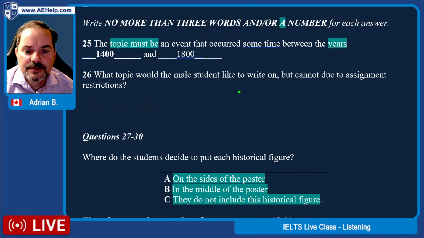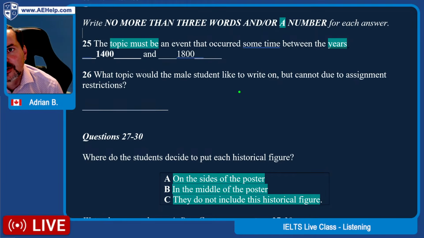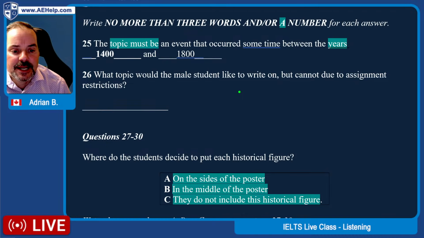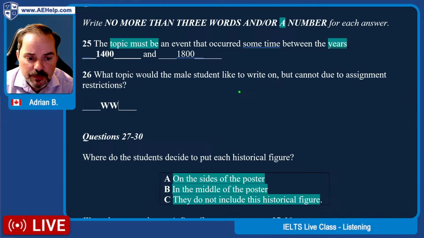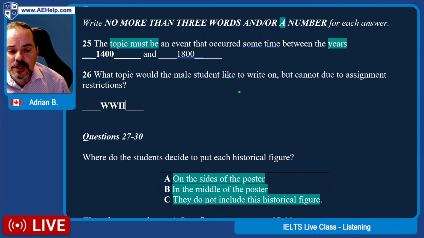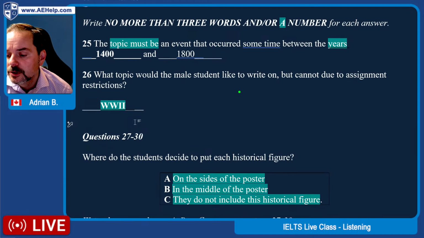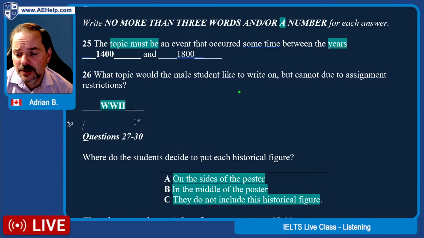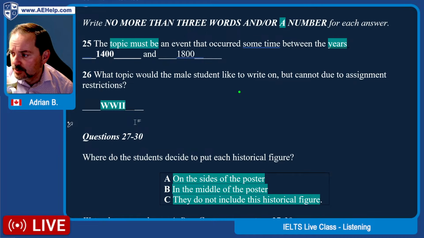So what topic would the male student like to write on but cannot because of the assignment restriction? So he even says, oh, my dad's an expert on this topic. He could have helped me, but it's not a possible topic because of the years. And again, here you want to use the simplest form of the answer possible. Ariadna says World War II. Yes, and World War II is usually written as WWII, like that. We usually use the Roman numeral for it, but you could use the number 2. So if you wrote WW2, that's okay as well. Minion frags, unfortunately, WW1 is not going to work because they say World War II, not World War I. So you have to be really careful. You'd lose it there.